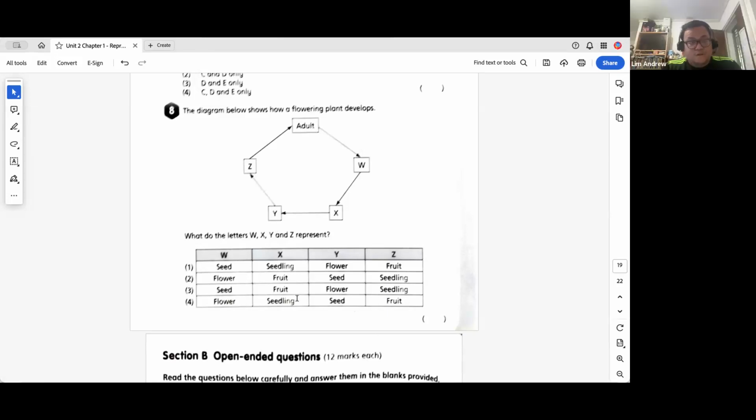All right, the answer for question 8 is actually 2. Why? The adult plant produces flowers, which become fruits after fertilization. So number 2 is flower followed by fruits, then seeds and seedlings. Fruits contain seeds which grow into seedlings, then the seedlings grow into an adult plant. Therefore, the answer for this question is number 2.